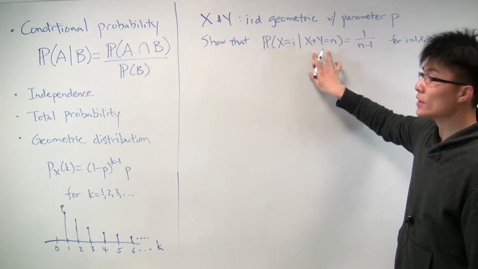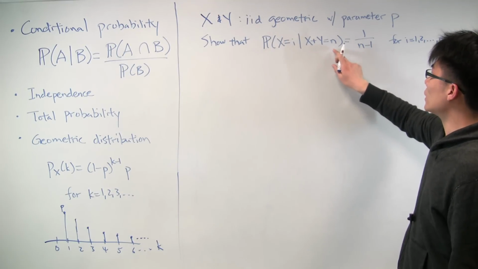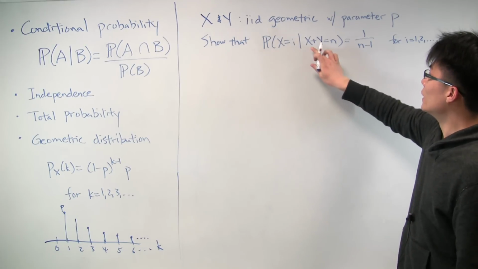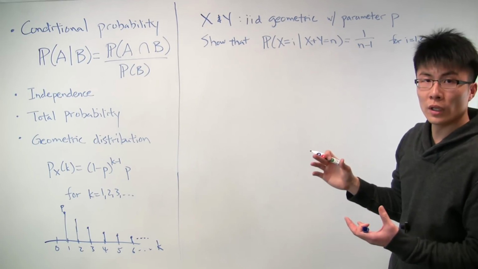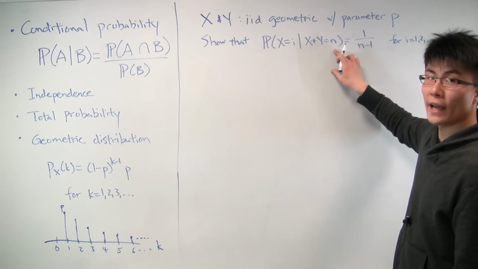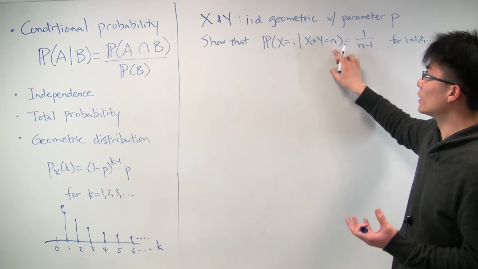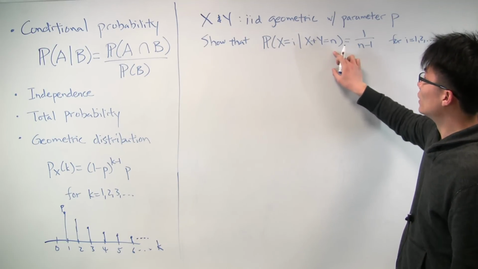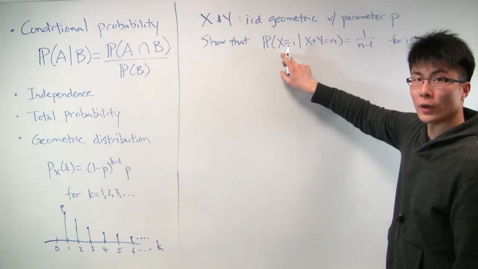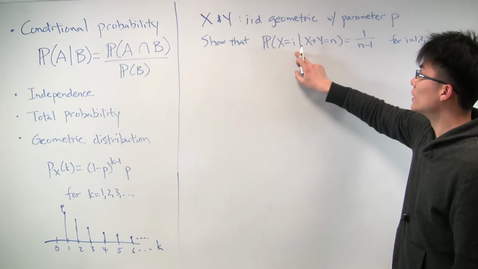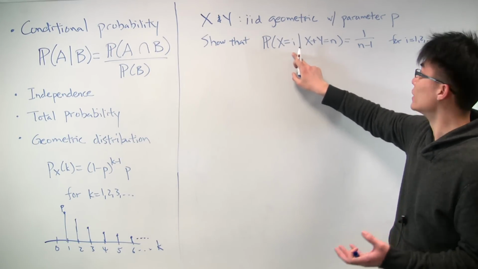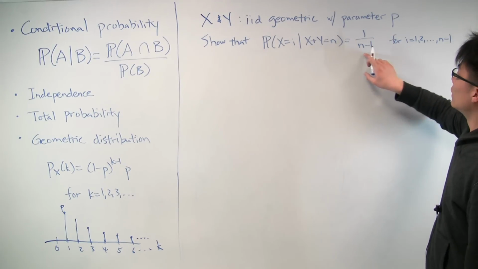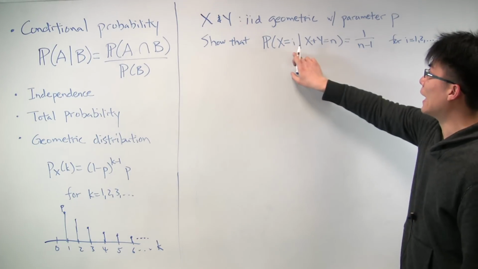The conditioning part is saying that the sum of X plus Y is equal to n. So going back to our example, what it's saying is that if your two friends in total require a total of n flips between the two of them in order to each get their first heads, then the probability that your first friend requires i flips to get his first heads is equal to 1 over n minus 1. And the important thing here to note is that this probability no longer depends on i.